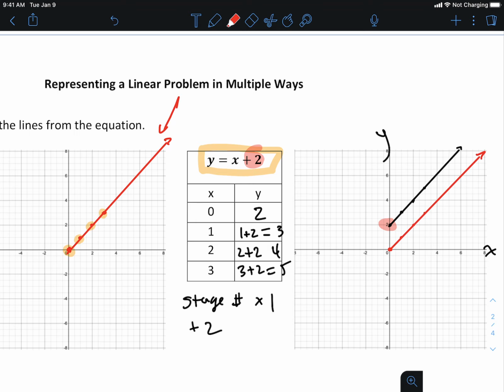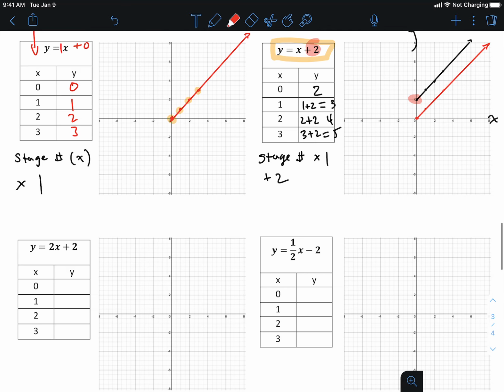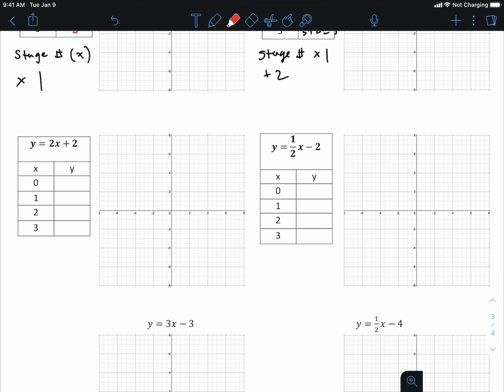What do you want to do next? We'll do the next one. Oh, y equals half the term number. I like the language you're using. But let's do the next one. Now what?